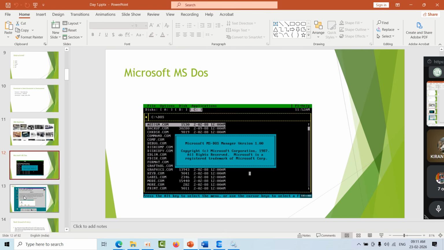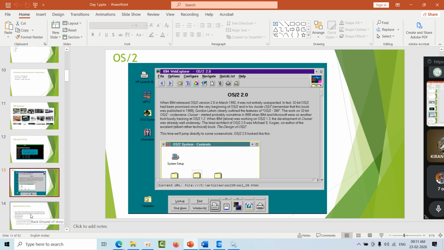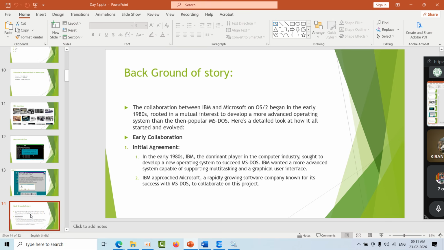Now, if you see here, this is the operating system OS/2, which was developed by IBM. What happened? IBM and Microsoft joined together, saying, I'm having an operating system, I mean hardware. I'm also having an operating system. You are good at developing. Microsoft is good at developing operating systems and user interfaces. Why don't we collaborate and join together and make the operating system very beautiful, just like MS-DOS and everything.